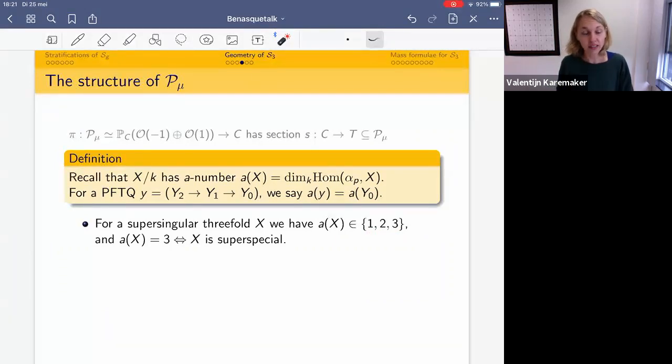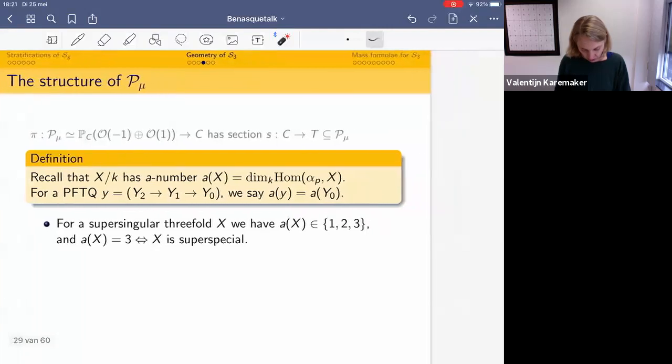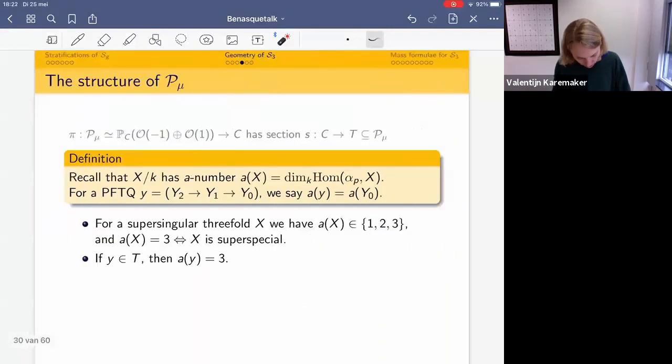Okay, so what about the flag type quotients? Then here there's a bunch of facts. I should say these facts are also all due to Li and Oort. And the first one is that if your flag type quotient is in the image of the section, so this image over here, then the a number is 3. So that is a very special case.